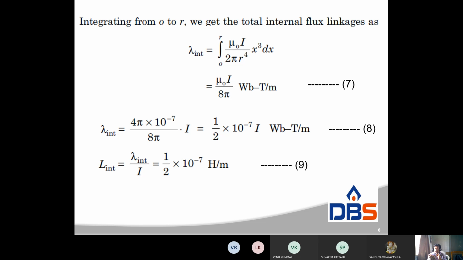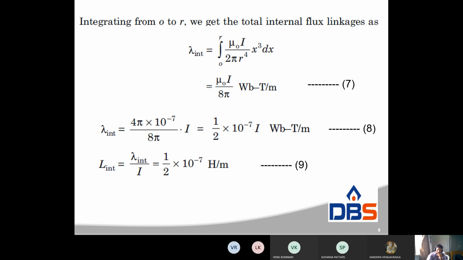Substitute the limits, r power 4 minus 0. So r power 4 cancels. So the remaining factor is mu 0 I by 8 pi Weber turns per meter, right? So this is termed as equation 7. This is the flux linkages occurring inside of the conductor, otherwise internal flux linkages. Substituting the mu naught value, 4 pi into 10 power minus 7 by 8 pi into I, so that is 1 by 2 into 10 power minus 7 I Weber turns per meter.